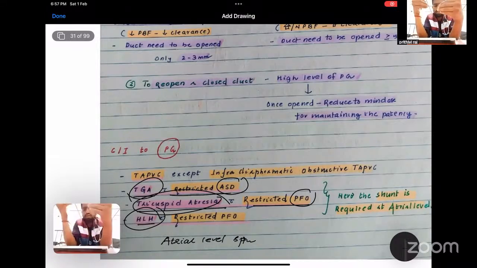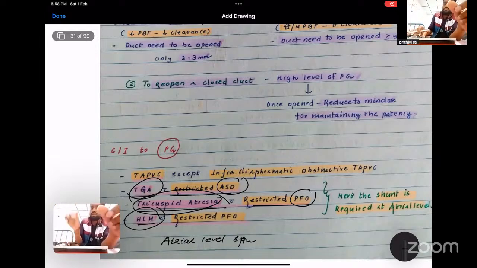So these are the four lesions: TAPVC, TGA with restricted ASD, tricuspid atresia with restricted PFO, and HLHS with restricted PFO. These are the four conditions where prostaglandin has no role or is contraindicated. But in TAPVC itself, except infradiaphragmatic obstructive TAPVC, all other TAPVC is contraindicated. But in infradiaphragmatic obstructive TAPVC, why is it needed?